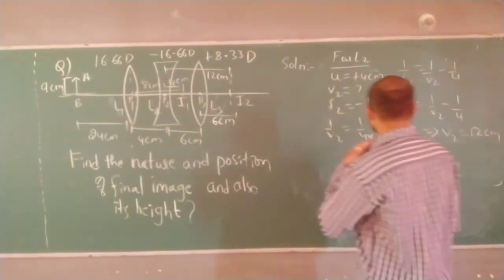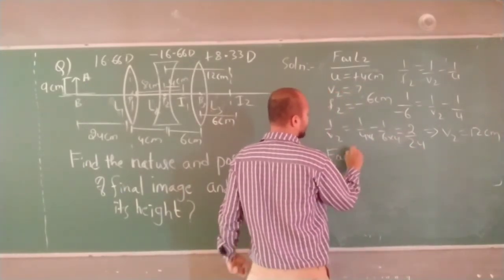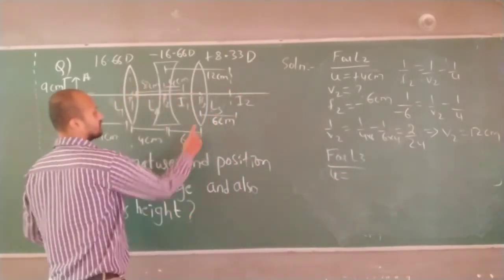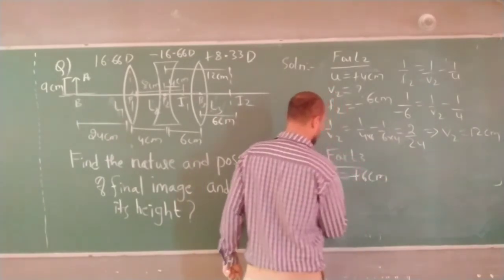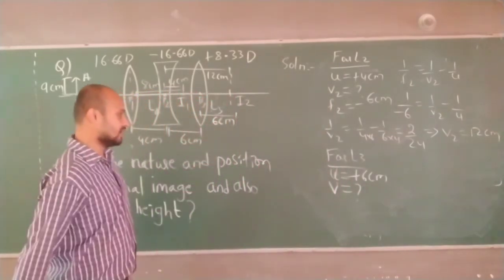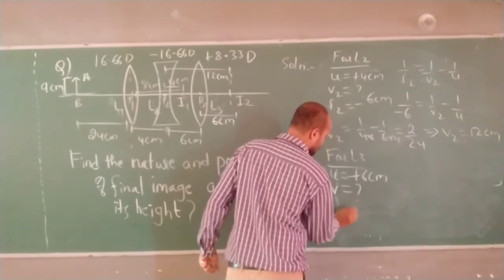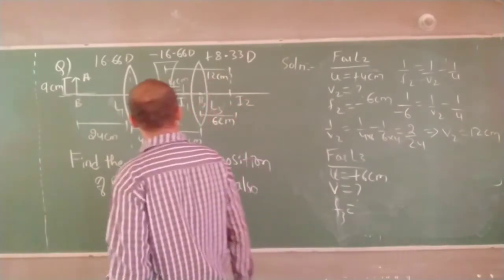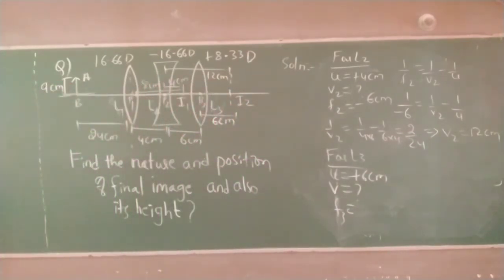Got it? So for L3, the object distance becomes plus 6 centimeters. You have to find the final image distance. Let us take V. And F is how much? F value is 8.33 diopter. Oh, sorry.